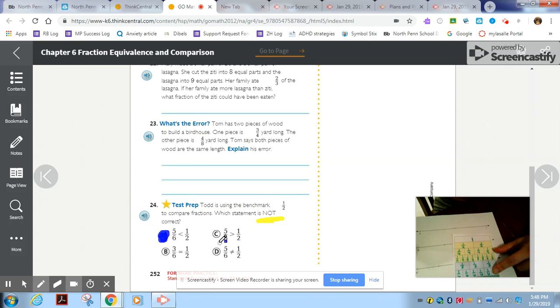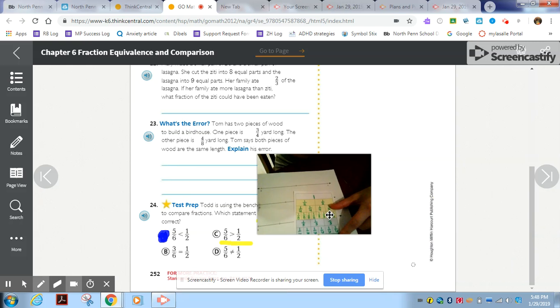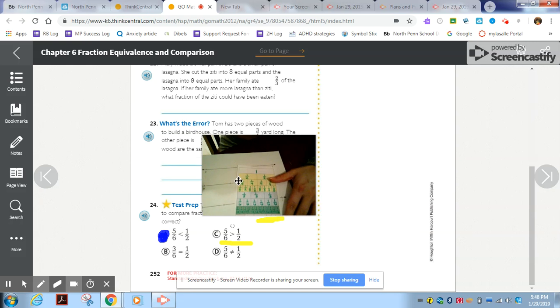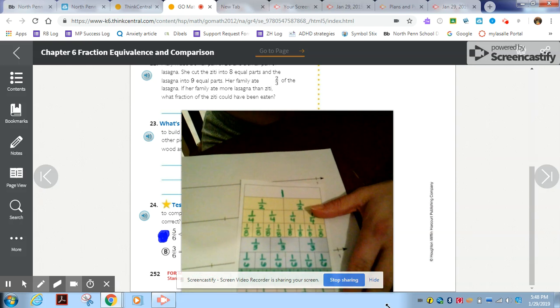We know, look at C. We know that 5/6 is greater than 1/2. We just showed that on our screen over here, right? Now here's a silly one. Is 3/6 equal to 1/2? I think it is. Let's look. I'm pretty sure this one is true also.